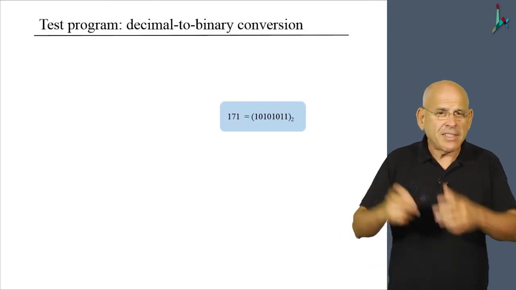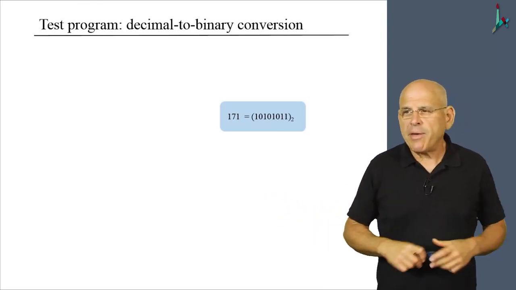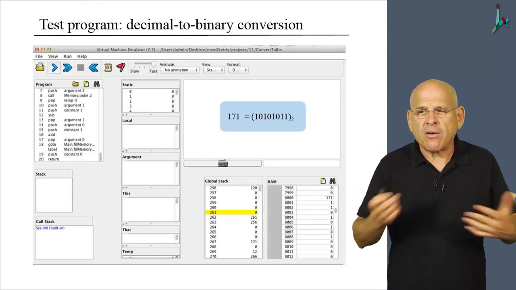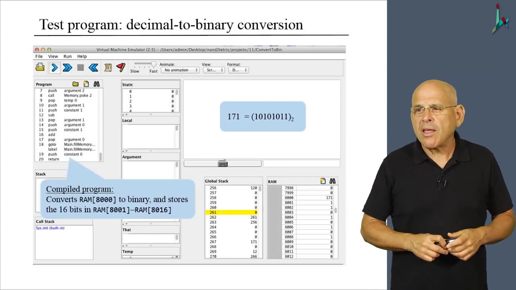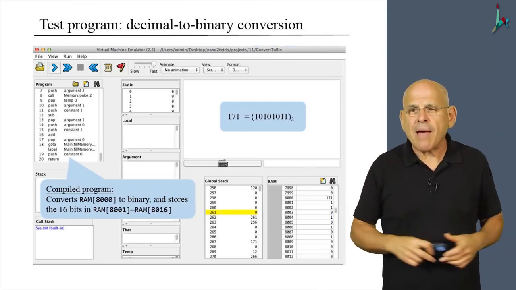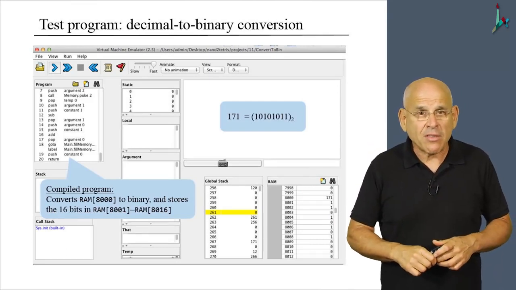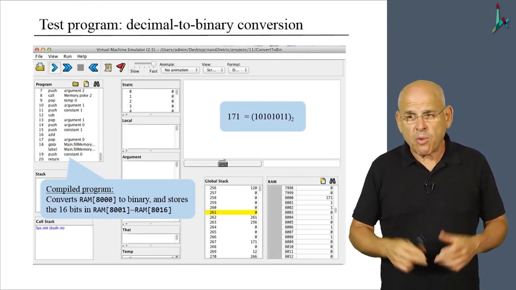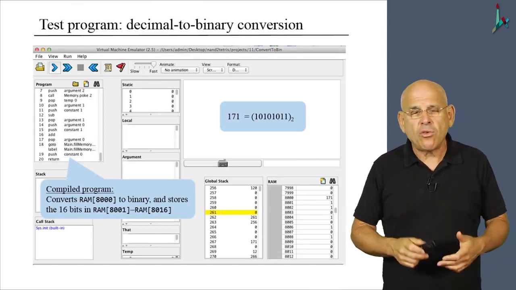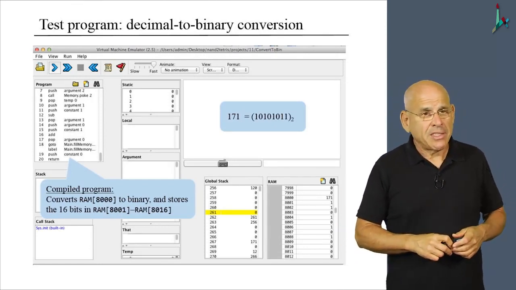All right. The next test program that I will discuss, the third test program, deals with converting decimal to binary. So here's an example. If we give this program the number 171, we expect it to return a set of bits that represent this number in binary. So we have to decide on some way to represent the input and the output, and here's how we do it. By some arbitrary agreement that we made up, we are going to put the input, in this case 171, in RAM 8000, and we expect the program, if it runs properly, to output the set of 16 bits that represent this number in binary into the RAM from address 8001 all the way to 8016.